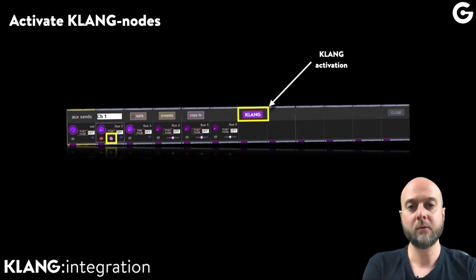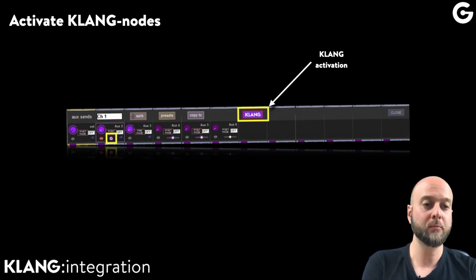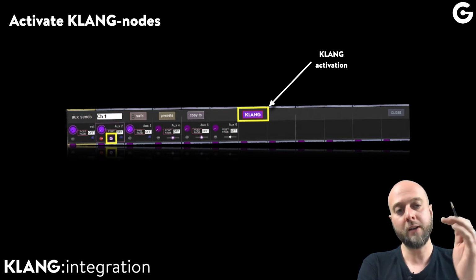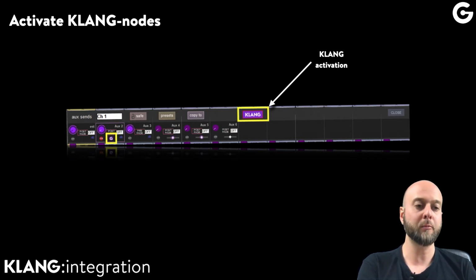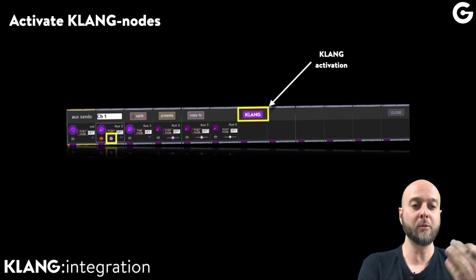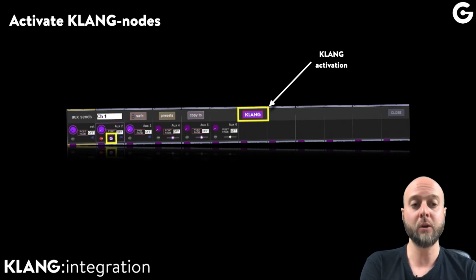The only thing left to do right now is using the KLANG activation button to actually activate a KLANG node, right? So that decides if this input channel to this selected aux is going through the internal mix bus of the console or if it's going through KLANG. So it's either on or off. So you always have audio, but you just choose with a single push of a button which path it will take. That makes it very easy to apply it slowly or all at once, but also to A/B between stereo and 3D. So you can decide which channel you want to have in 3D and which one not.